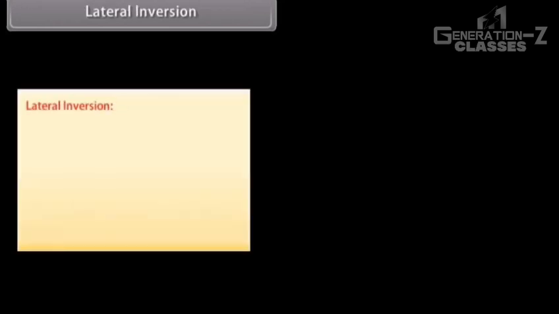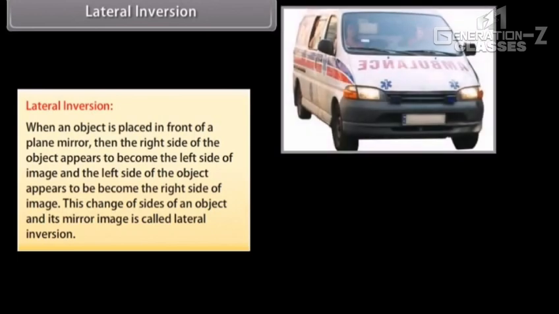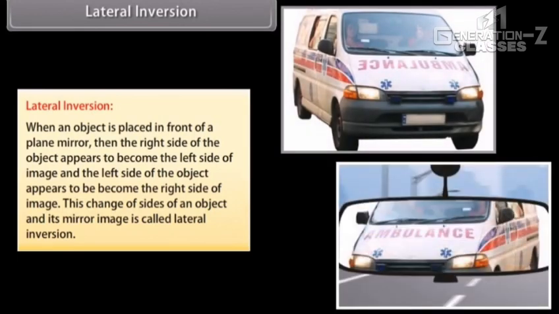Lateral inversion. When an object is placed in front of a plane mirror, then the right side of the object appears to become the left side of the image, and the left side of the object appears to become the right side of the image. This change of sides of an object and its mirror image is called lateral inversion.